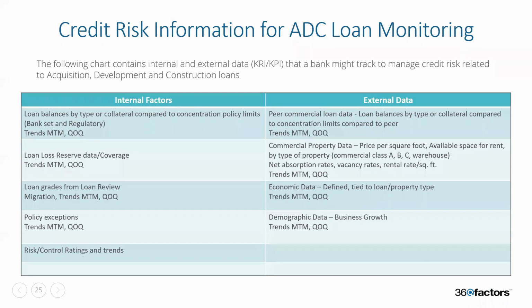Policy exceptions tend to reflect a situation where we're taking on more and more risk. So we're granting exceptions to our normal underwriting conditions in order to make the loan. So how many policy exceptions? What types? How much of the portfolio is exposed to that type of policy exception?